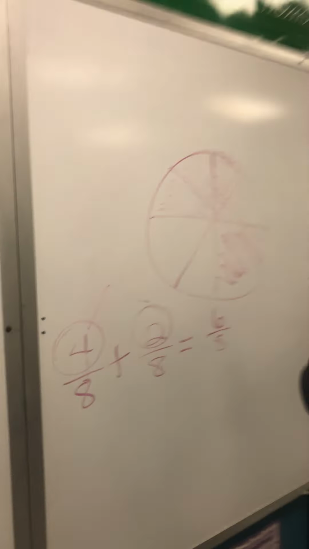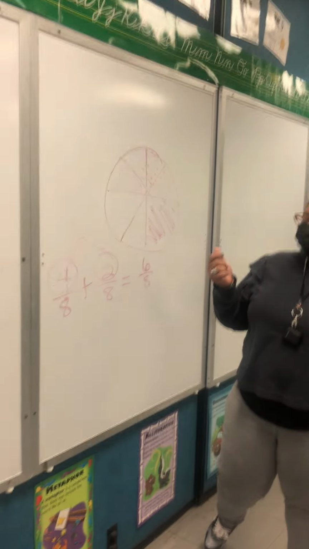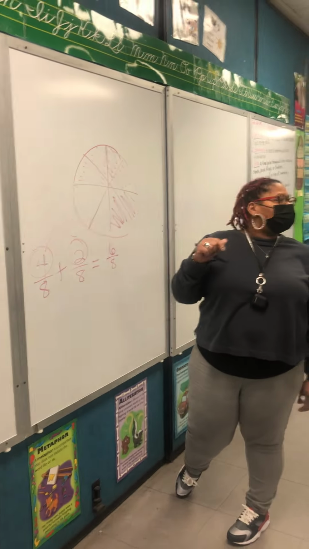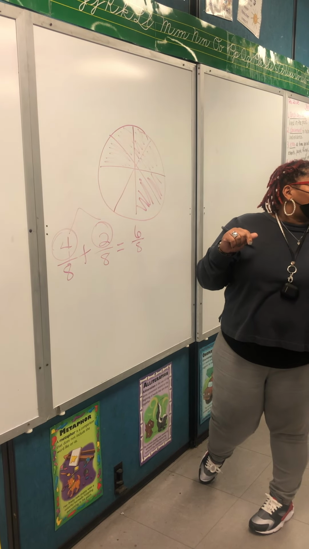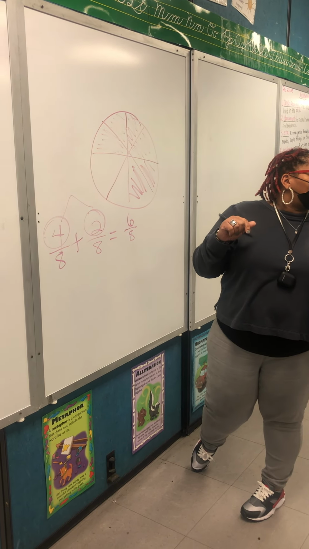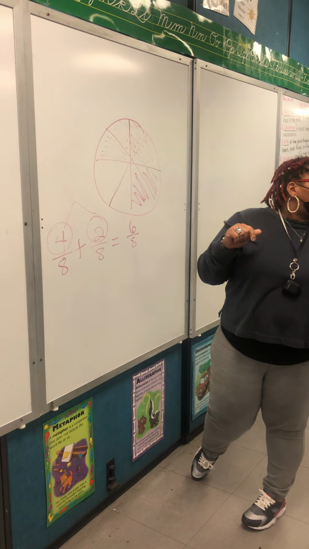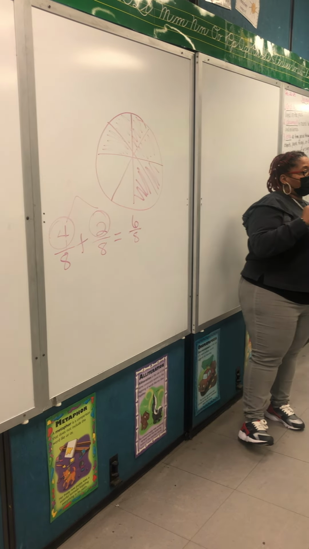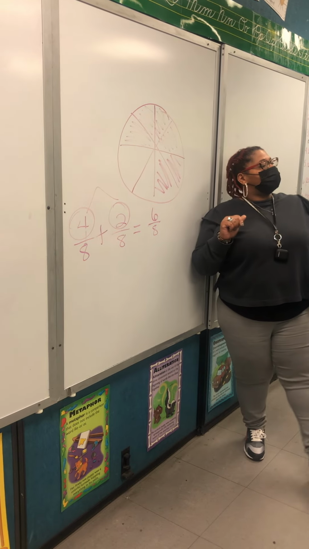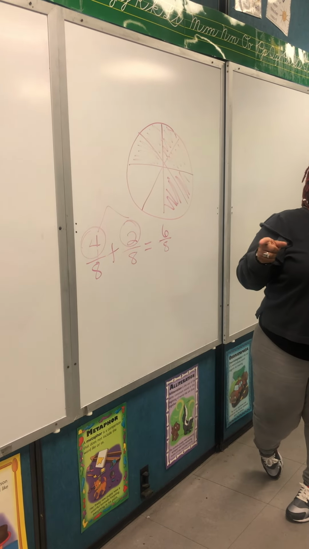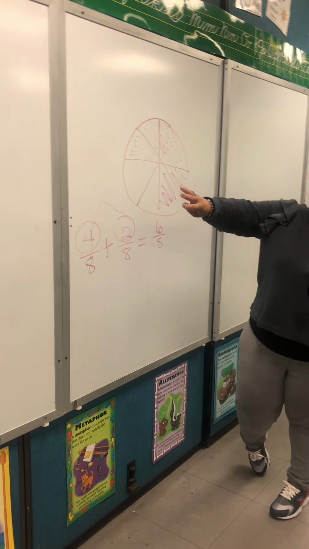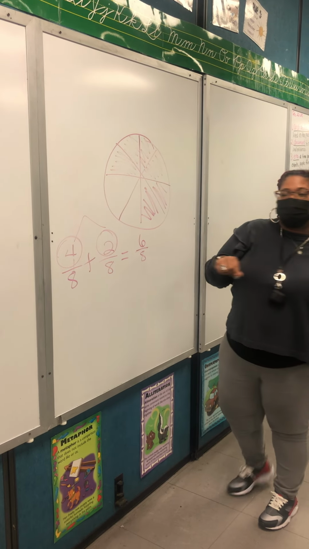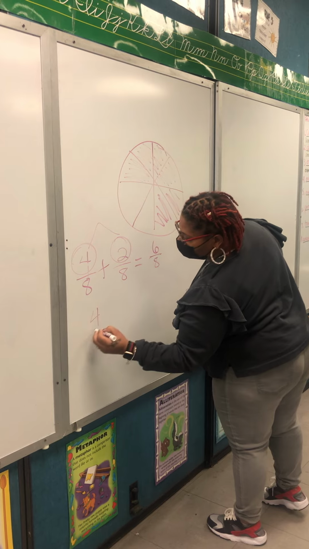Okay, can you give me one more example? One more example, Nikayla. 4. How many slices of cheese do you want? 4. You want 4? Okay, so that would be 4 what? Because it represents the whole. It'll be 4 of what? Okay, so it'll be 4 over 8.